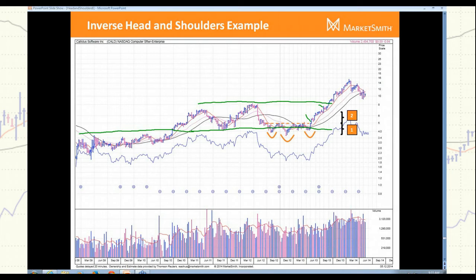All right, it looks like Glenn has a question here. The entry point with CLD is really where you're breaking the neckline. So anytime it breaks the neckline on good volume, that's your entry point. And that's how a technical analyst will use the head and shoulders to start a trade.